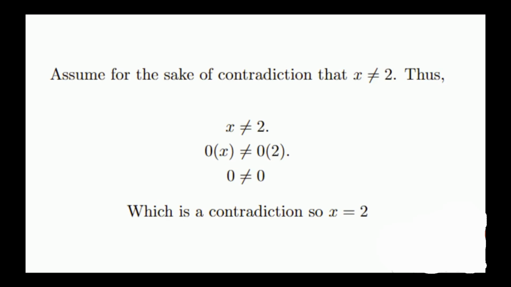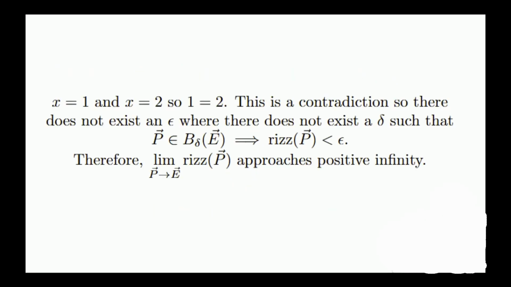Hooray! However, the elegant technique is that we can repeat this again for another value. Assume for the sake of contradiction that x is not equal to 2. Multiplying both sides of the equation, x is not equal to 2 by 0, yields the equation 0 is not equal to 0. This is a contradiction, implying that the assumption is wrong and that x equals 2. Okay, and then we can just put these two together. So we know that x equals 1, and we know that x equals 2.